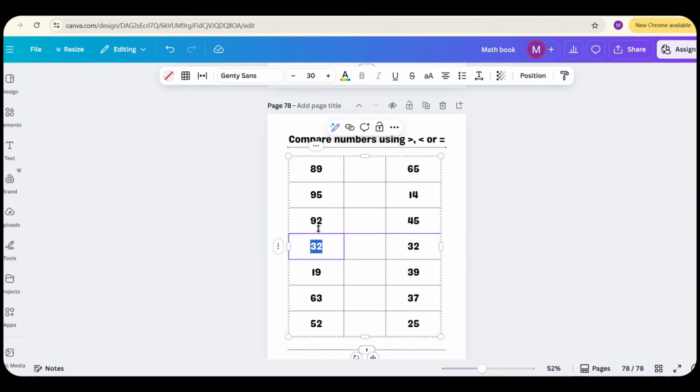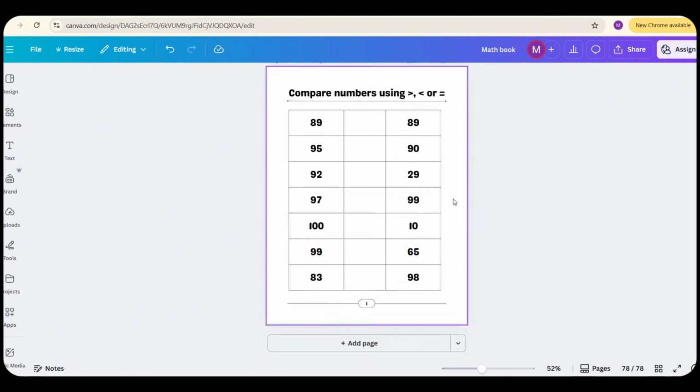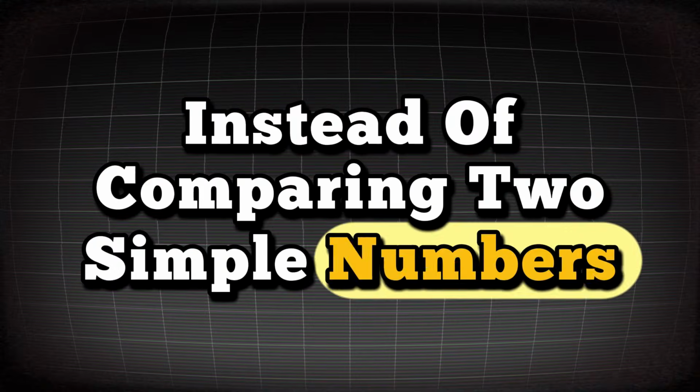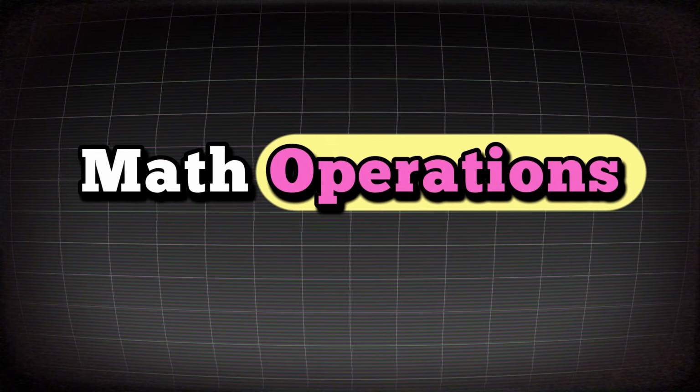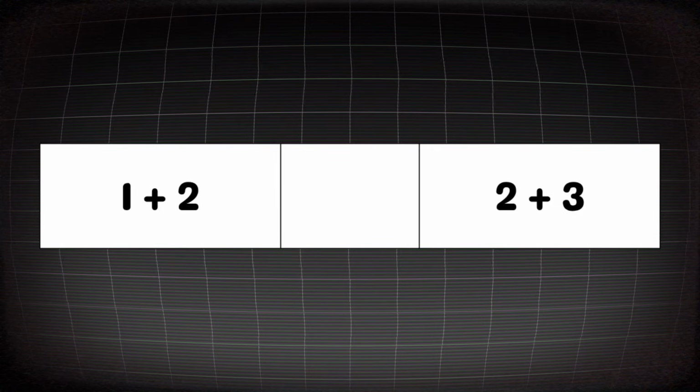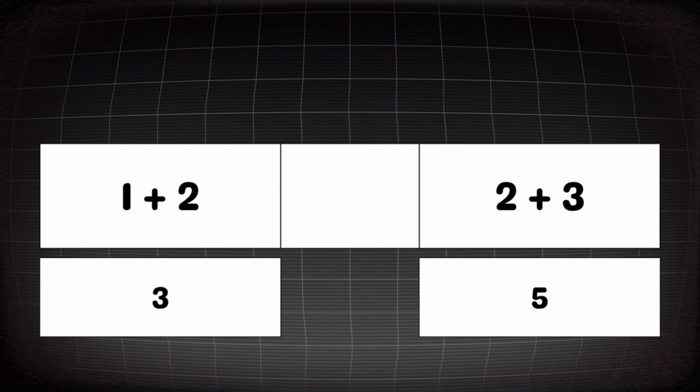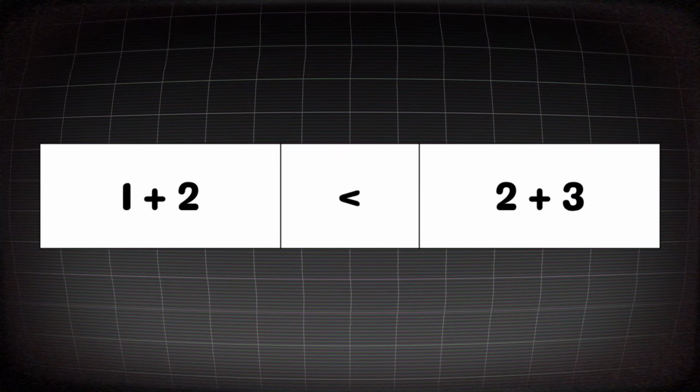And just like that, you'll have 5 full pages of fun and smart comparison practice. Instead of comparing 2 simple numbers, the child will now compare 2 math operations side by side. For example, on the left we might write 1 plus 2, and on the right 2 plus 3. The child will calculate both sides. The first equals 3 and the second equals 5, and then place the correct symbol between them.